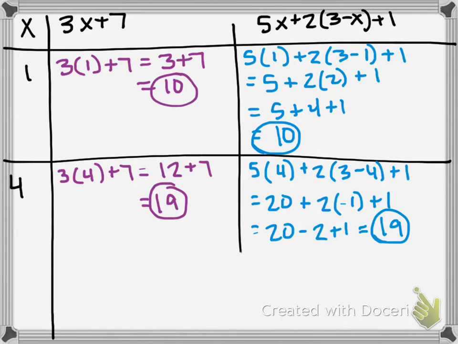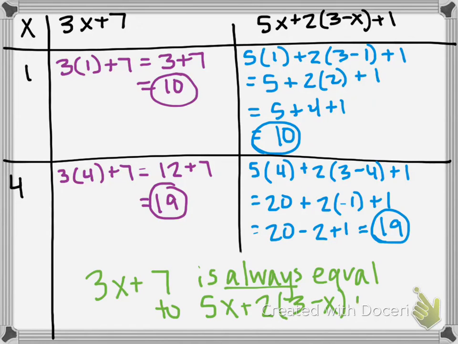So did you notice that they all equaled each other? So 3x plus 7 is always equal to 5x plus 2 times the quantity 3 minus x plus 1. No matter what value I have for x, I will always get the same answer with both expressions.